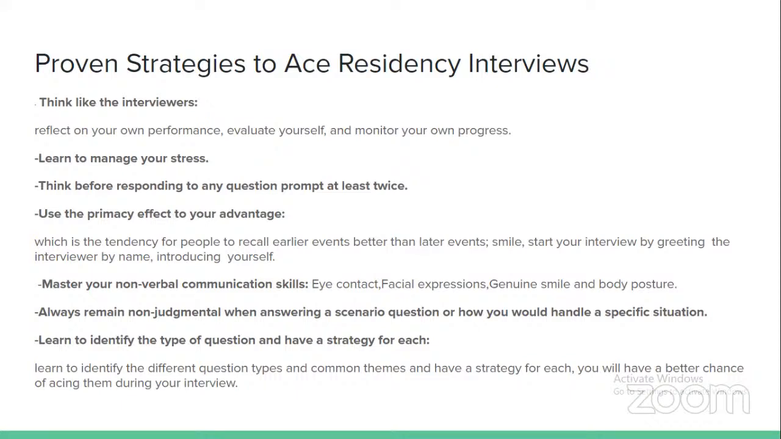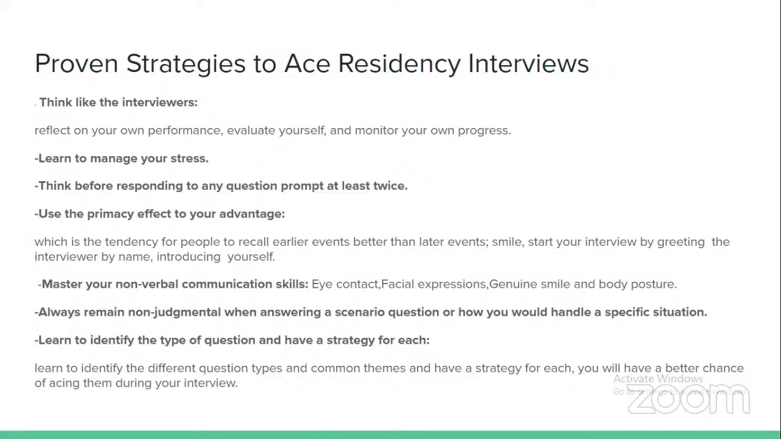Then you have to think before responding to any question you are asked, at least twice before answering it. And then you have to use the primacy effect to your advantage. The primacy effect is that people recall earlier events better than later events. You have to start your interview with a smile, greeting the interviewer by name and introducing yourself. Also, you have to master your nonverbal communication skills like eye contact, facial expressions, genuine smile, and body posture.